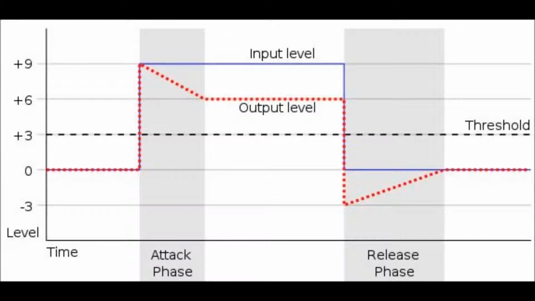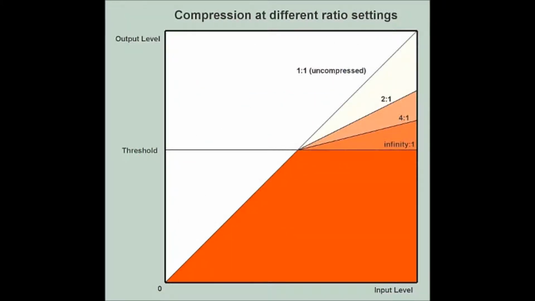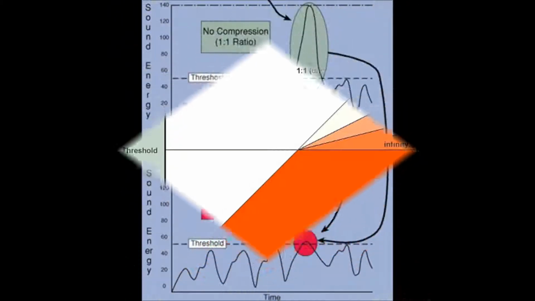Release time. The release time sets the amount of time it takes for the compressor to let go or turn the signal back up once it falls below the threshold. Longer release times tend to produce the smoothest and most natural results. And ratio is the amount the volume should change in relation to the input level. For example, a 2-to-1 ratio in a compressor means that for every 2 decibels of input, only 1 decibel will go through the output. Ratios greater than 10-to-1 in a compressor are said to be limiting.